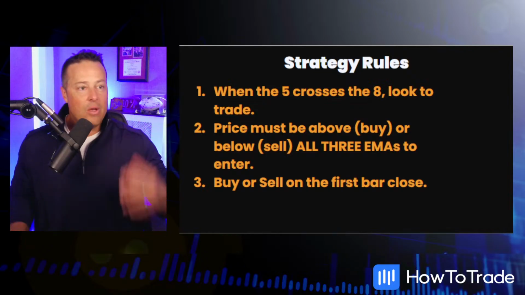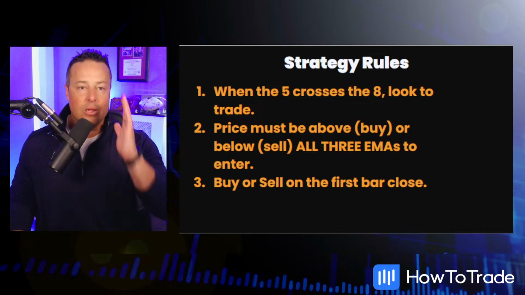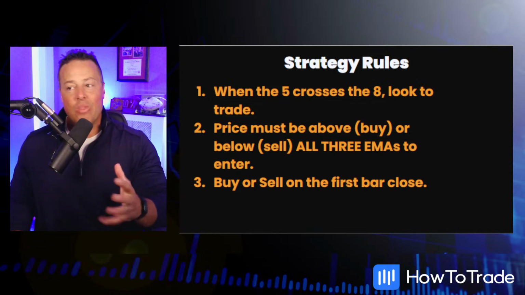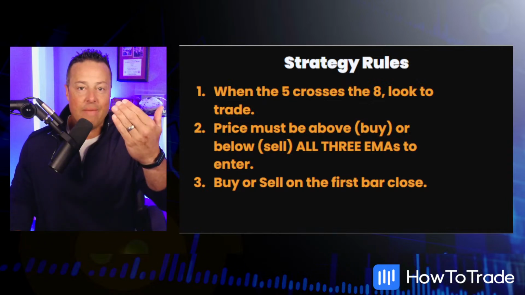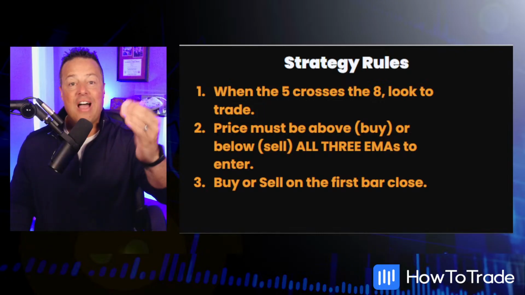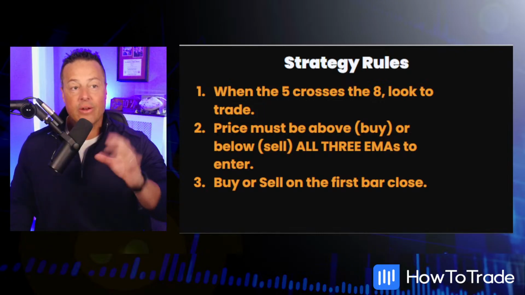There are 3 of them. When the 5 crosses the 8, you're going to look to trade. When the 5 crosses over the 8 EMA, you're going to look to go long. When the 5 EMA crosses beneath the 8 EMA, you're going to look to go short.